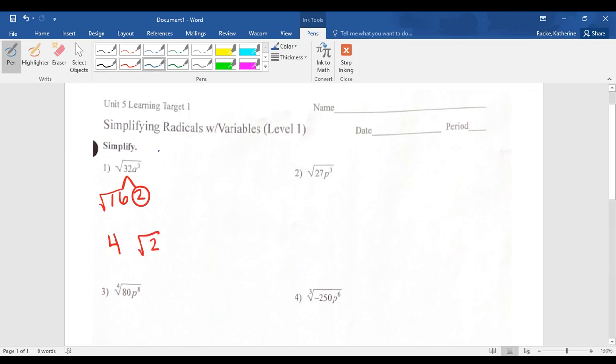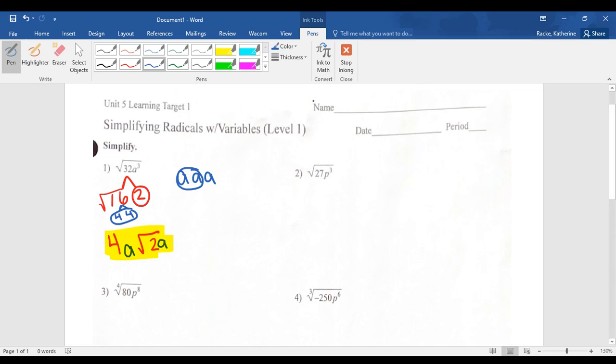Now looking at my variables, I have 3 a's, looking for a group of 2. There it is. So I would pull out 1 a and leave 1 left on the inside, and that would be your final answer, 4a square root of 2a. If you don't understand why the 4 comes out, that is because 4 times 4 gives me 16. It's a perfect square, so there's my group of 2 that I'm pulling out. All right.